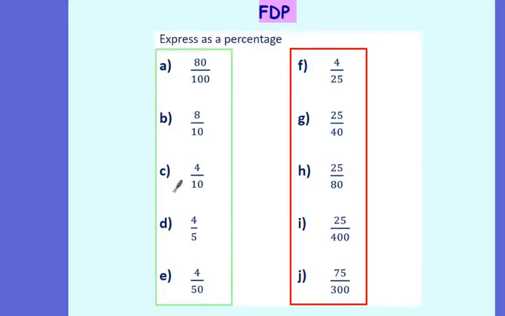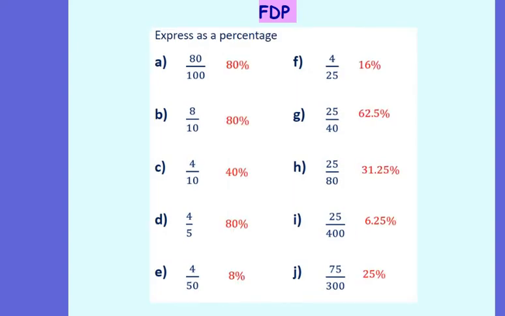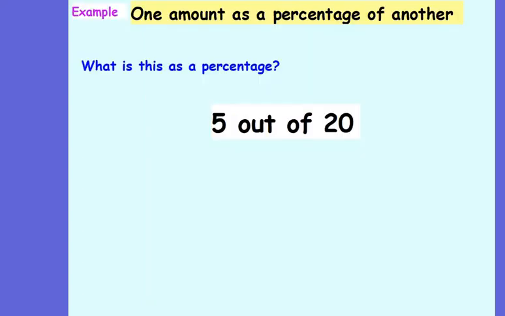Okay, Year 7, please pause the video for 10 minutes, and in your light blue books, can you convert each of these fractions into a percentage for me? A, B, C, D and E are a little bit easier. F, G, H, I and J are a little bit trickier. Pause the video and have a go at that now, please. And these are the answers. Please check your work and see how you did.